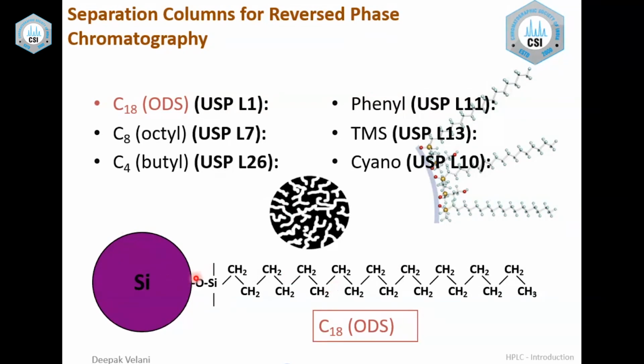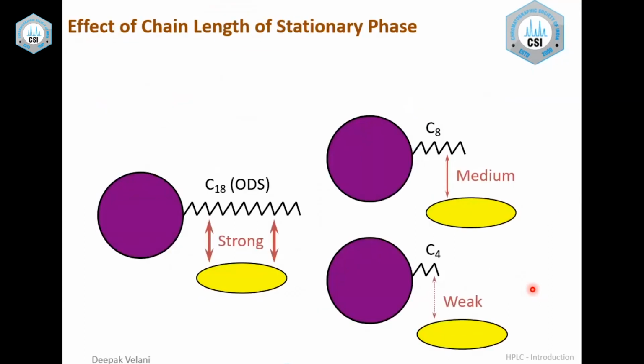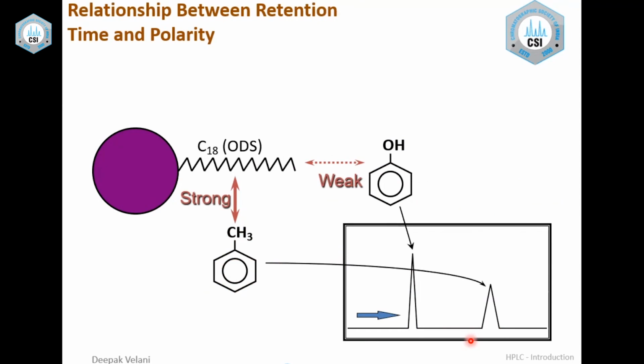And these are typical ODS chain lengths. You can see 18-carbon chains attached to the silica. These are the interactions: C18 gives a very strong interaction with nonpolar compounds, C8 gives a medium one, and C4 gives a weak interaction. This is how it happens. The elution pattern is the same: more interaction, later elution; less interaction, faster elution.